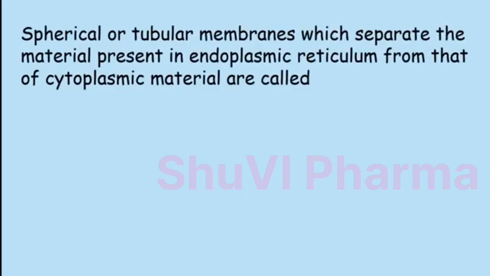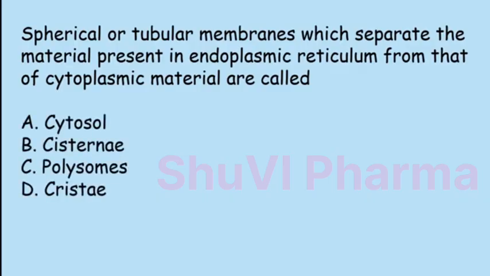Spherical or tubular membranes which separate the material present in endoplasmic reticulum from that of cytoplasmic material are called cytosol, cisternae, folisomes, cristae. The correct answer is option B, cisternae.